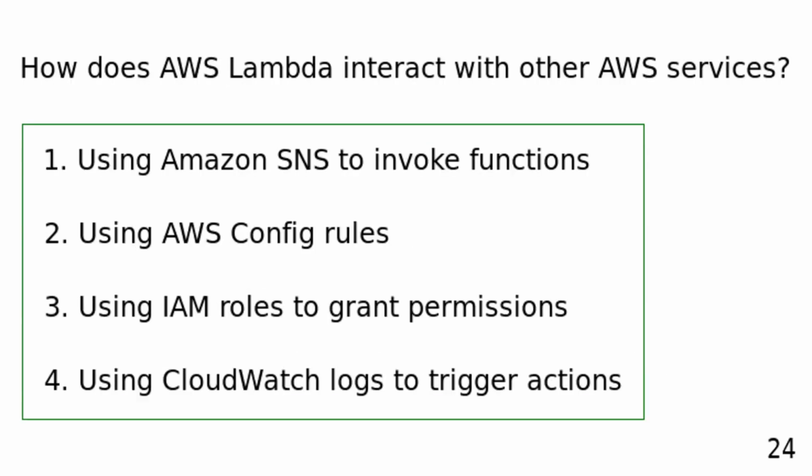How does AWS Lambda interact with other AWS services? Using Amazon SNS to invoke functions. Using AWS Config rules. Using IAM roles to grant permissions. Using CloudWatch Logs to trigger actions.